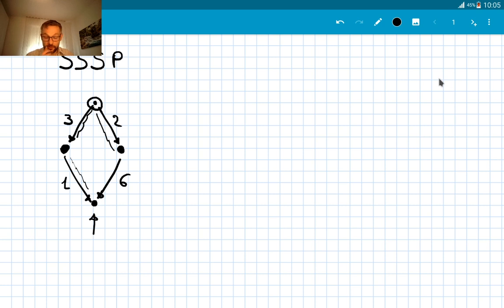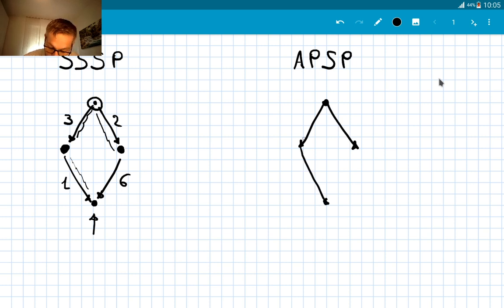Yes, a tree from the source. Okay, but in the all pairs shortest path problem, we may have some difficulties in dealing with the predecessor, and the main problem is that, so let me rebuild the graph.